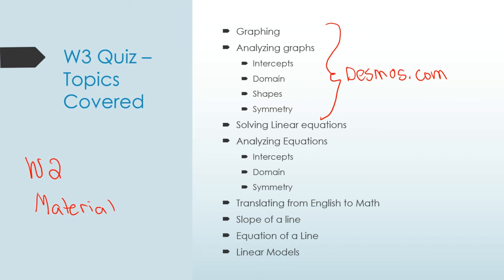There will be questions on solving linear equations. You'll be analyzing equations, which means finding intercepts, domain, and symmetry. When it says analyzing equations, the graphs are not given to you. So you could do those by solving, or you could graph those and then do it graphically. But in graphs means the graphs are given to you. The equation means the graphs are not given to you, but you can graph them if that's the way you want to do it. There's going to be some translating from English to math, questions on slope, getting the equation of a line, writing linear models. Those are the kinds of things we did in the week 2 discussion.